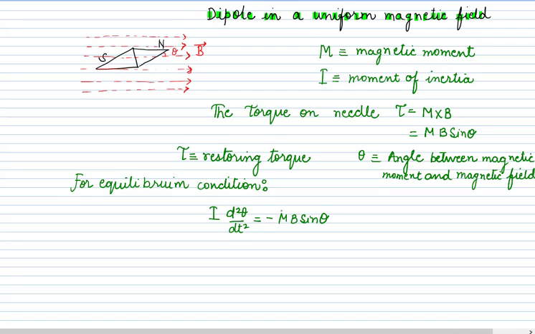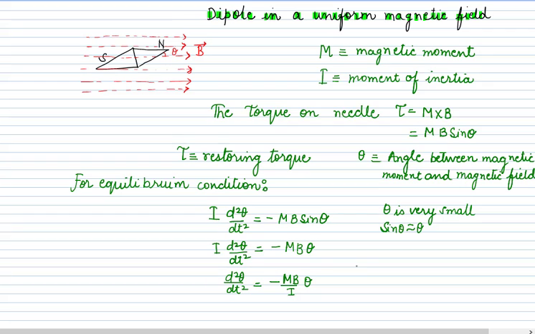So let us equate these two. As you can see here, this angle theta is very small. So since theta is very small, sine theta is approximately equal to theta. So this equation will be I d2 theta upon dt2 is equal to minus mb theta, or d2 theta upon dt2 is equal to minus mb upon I into theta.